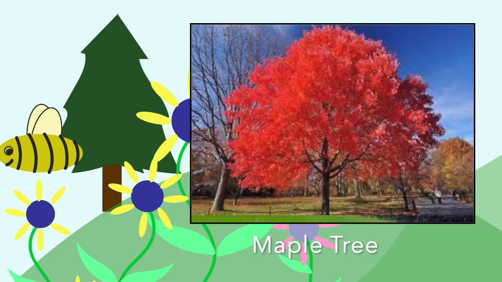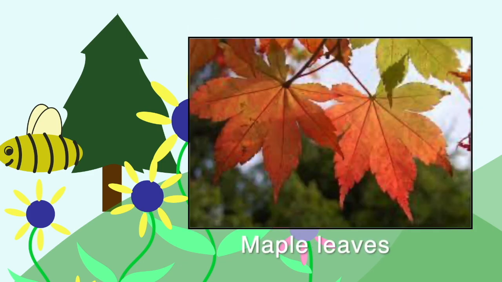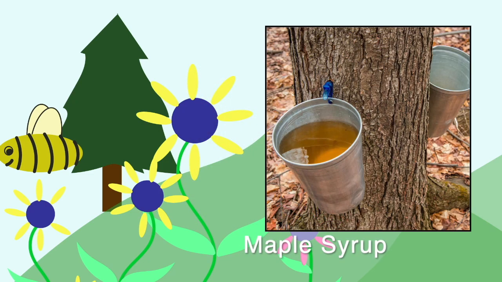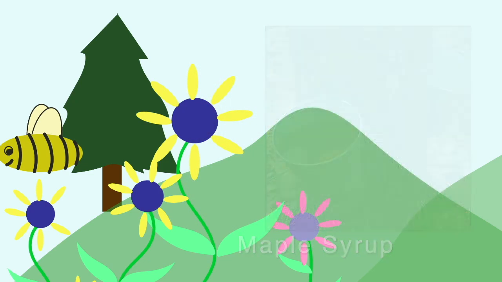Here is a maple tree. In autumn, they are a beautiful color. These are maple leaves. They look like a hand. You can get maple syrup from a maple tree trunk.